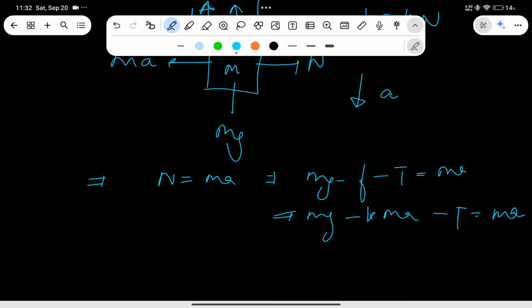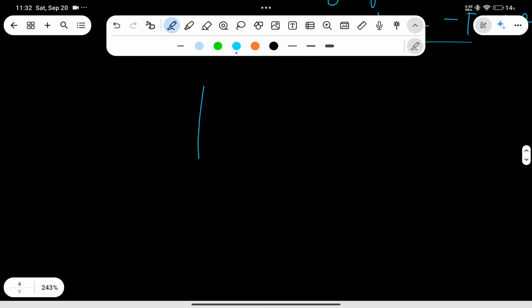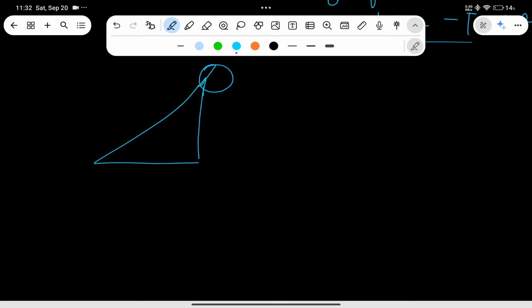So we have to actually find tension to find out a here. Let me actually draw the FBD for this wedge. See, the wedge is connected to a pulley. You have to consider the pulley as a part of the mass, or as a part of the wedge. So basically, this is the thing. This wedge is also connected.